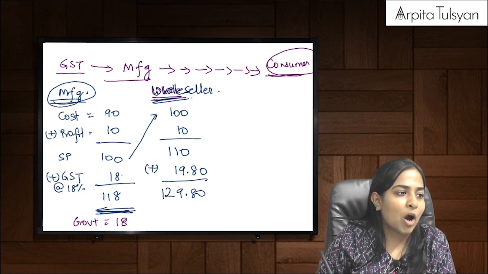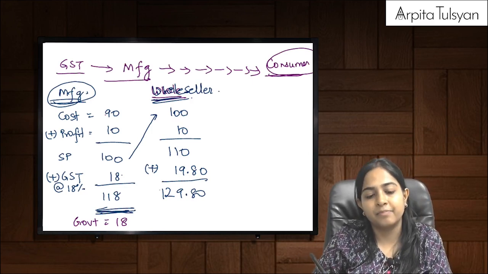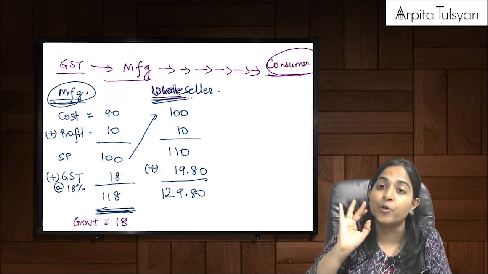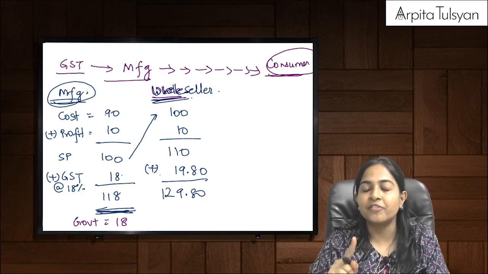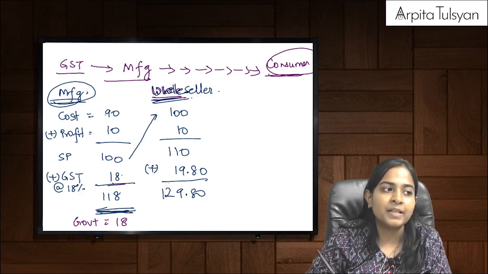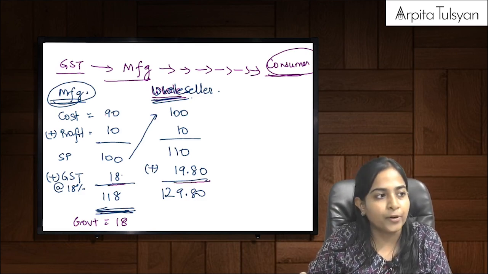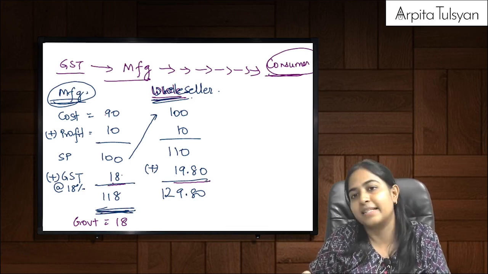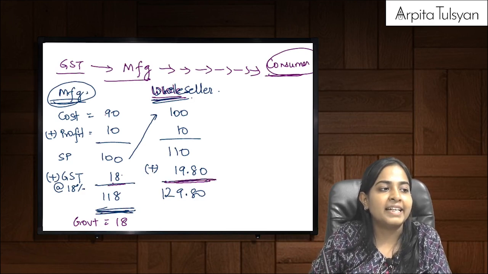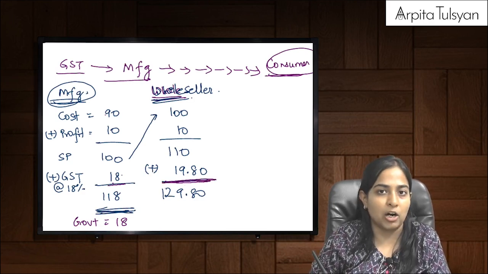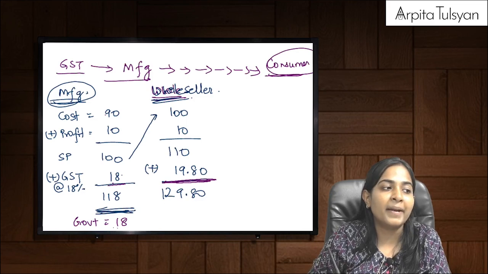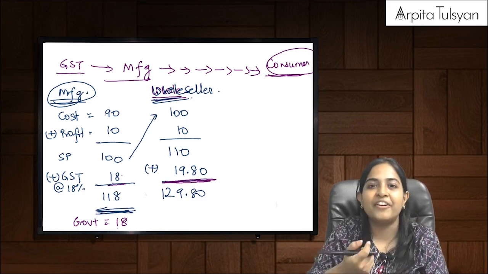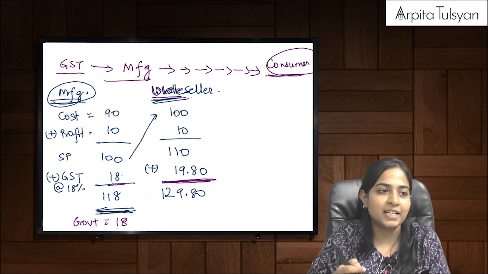Now, can we say this wholesaler is required to pay some tax to the government? Yes. Now, how much has he collected from the other person? He has collected 19.80 on the same goods, on which the manufacturer had collected 18 rupees. So, will we give the entire 19.8 to the government? Answer is no. Can we say 19.8 is payable to the government? From that, we have already paid 18 here. So, can we say we are taking some benefit of the tax paid earlier?